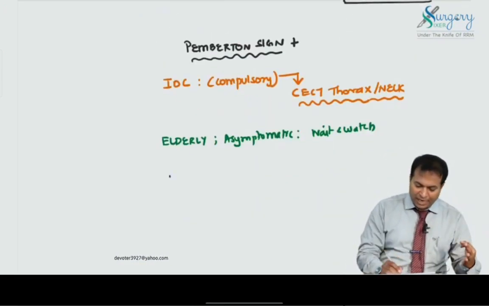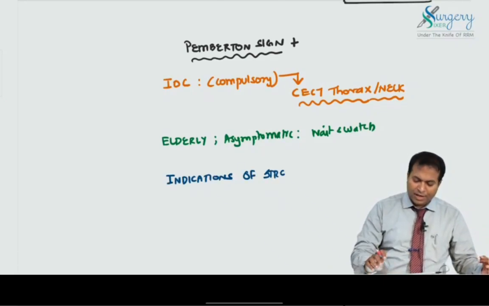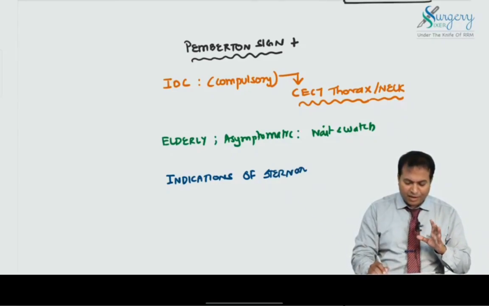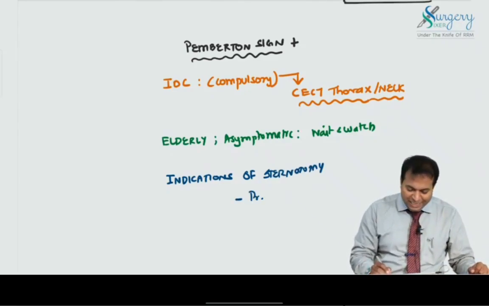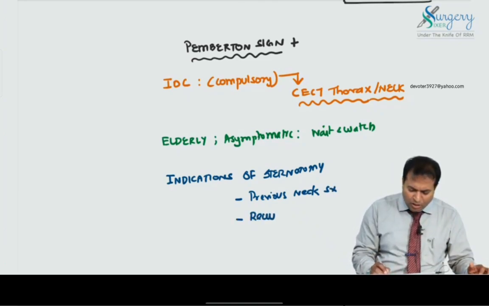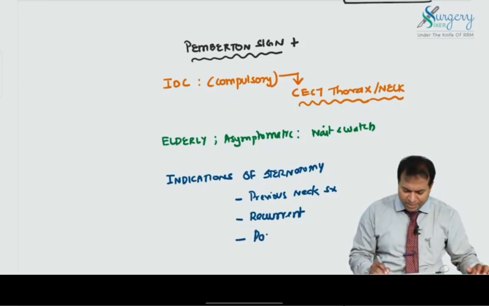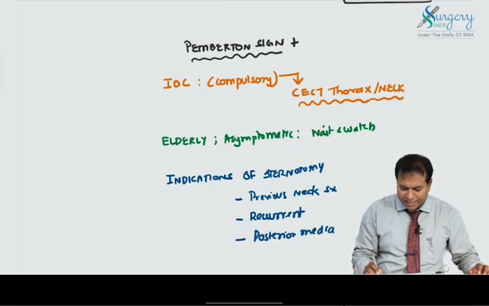So can you tell me the indications of thoracotomy in a retrosternal goiter? Indications of sternotomy or thoracotomy for a retrosternal goiter. This is an expected question, directly taken from Bailey and Love. Please remember, directly taken from Bailey and Love. Previous neck surgery being done, that is full of fibrosis. Recurrent retrosternal goiter, recurrent cases. The extension is not into the superior mediastinum, but it extends into the posterior mediastinum. That is a posterior mediastinal extension.